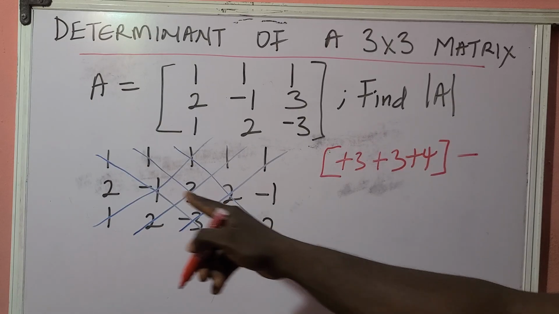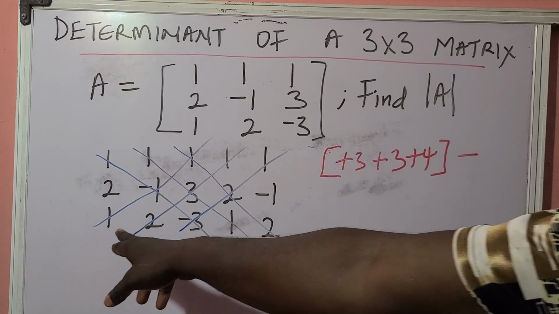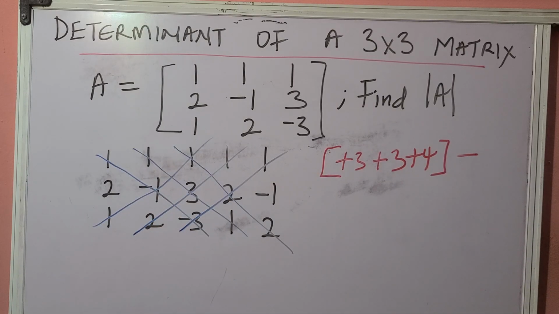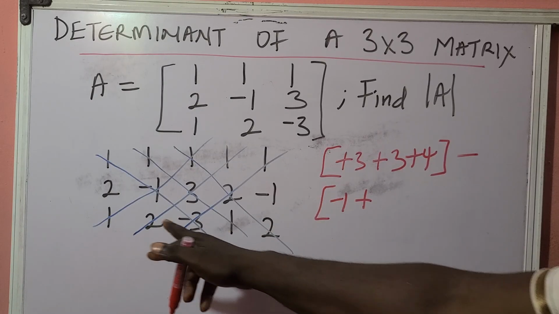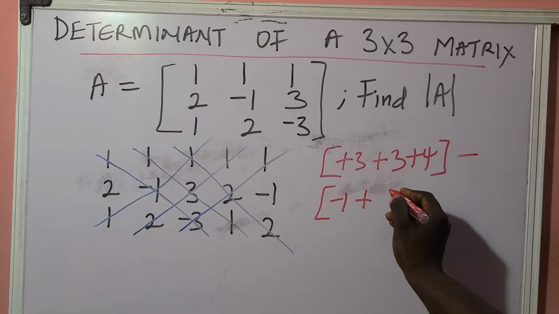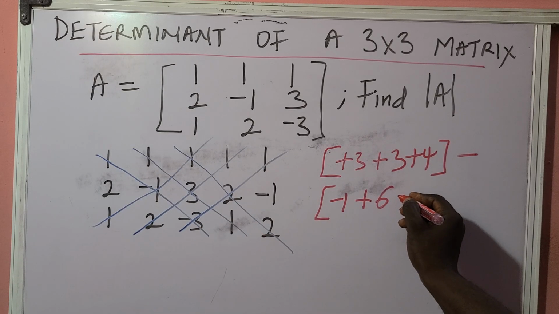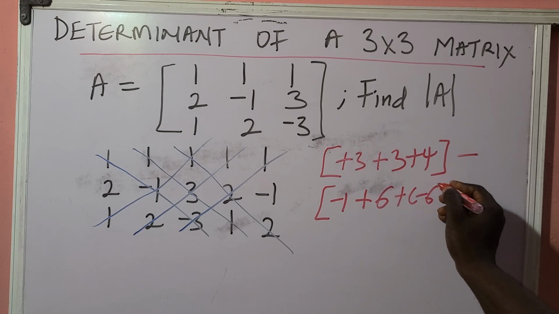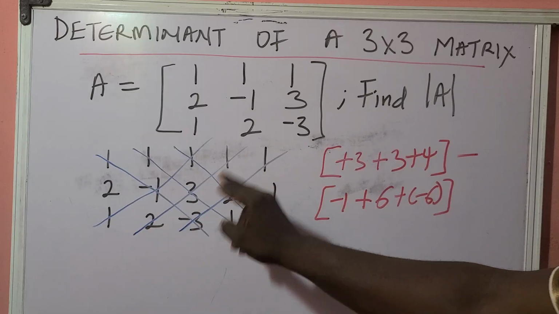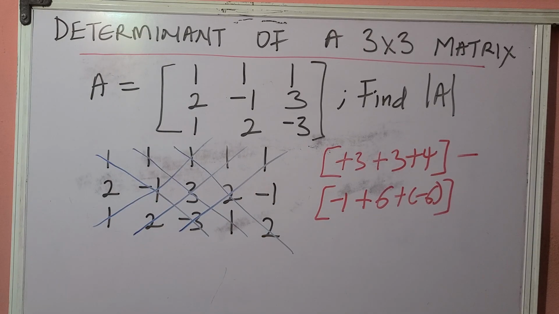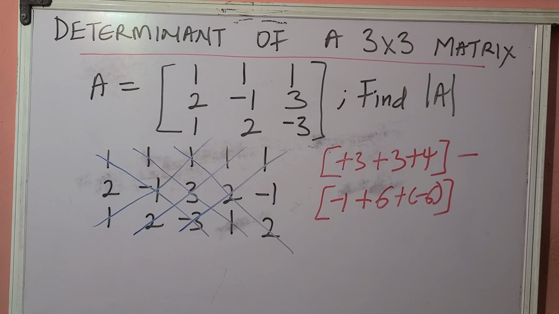Then you will subtract the other diagonals from this. So that will be 1 times minus 1 times 1. That will be minus 1, plus 2 times 3 times 1. That will be 6. Minus 3 times 2 times 1. That will be minus 6. So we multiply the values together, then add them all together. Whatever you have here minus this is what will give us the value for our determinant.